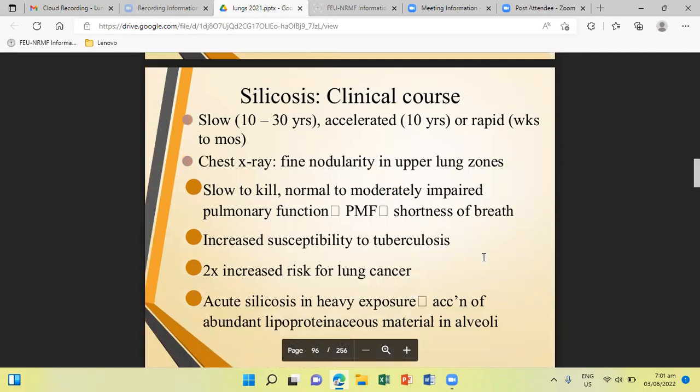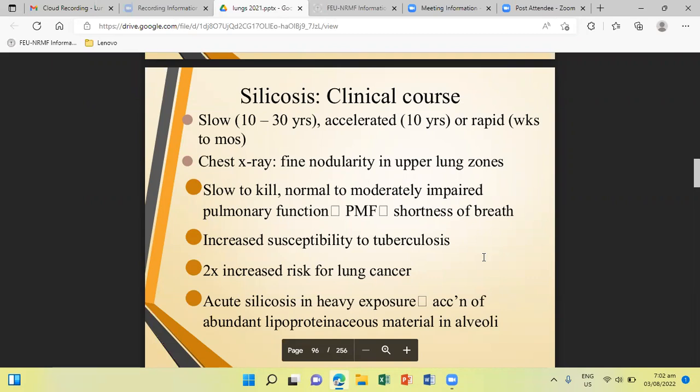The radiographs, when taken, will typically show the fine nodularity in the upper zone of the lungs, because as I have mentioned, it is often seen in the hilar area. So it is usually giving rise to impaired pulmonary function tests. Bear in mind that there is an increased risk for the development of lung cancer among these patients.